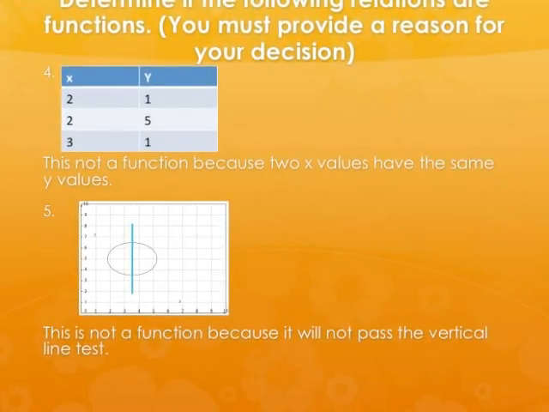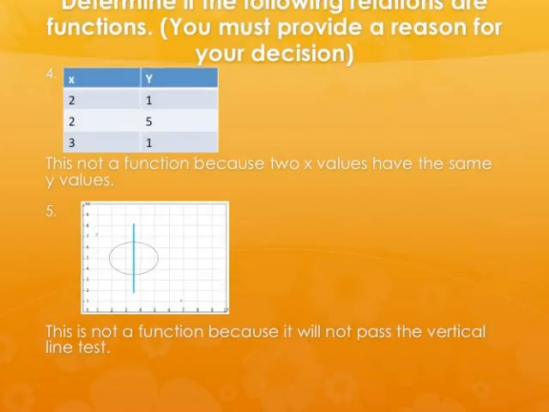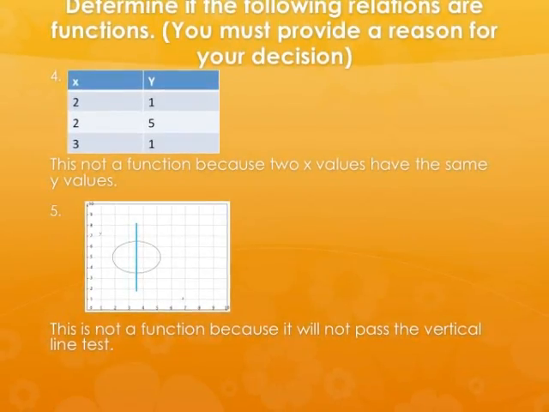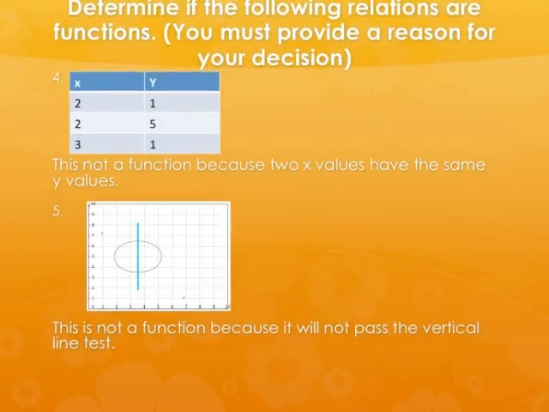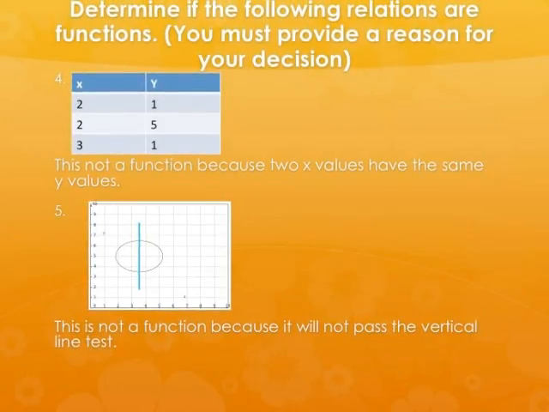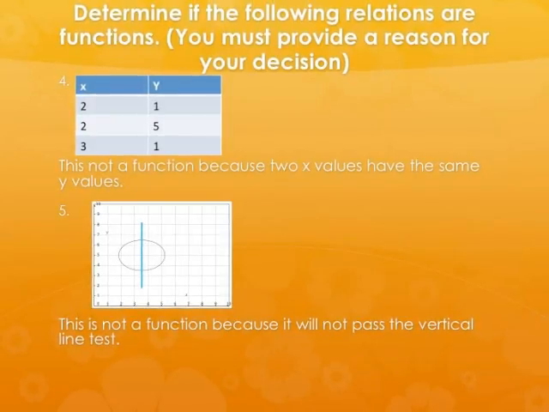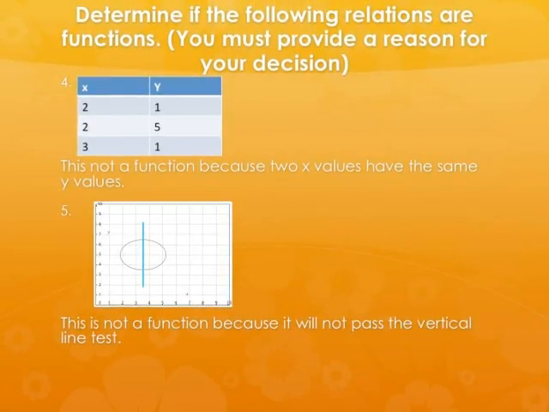Now here's number 5, which still appears to be a graph of a circle, and this is not a function because when we administer the vertical line test, it crosses the same line, crosses 2 points in this particular graph, which means it's not a function.